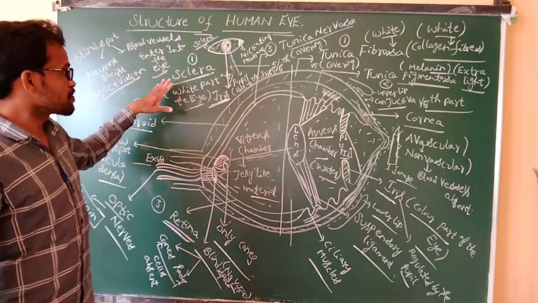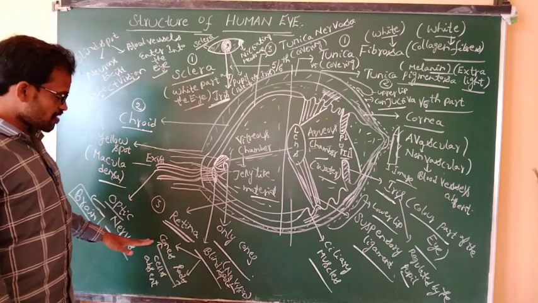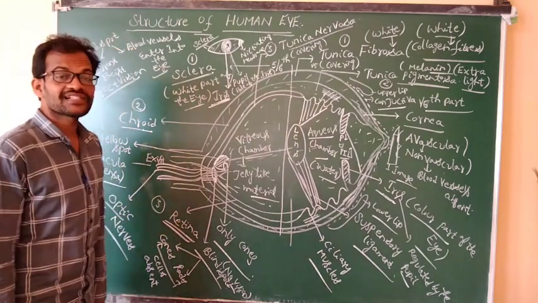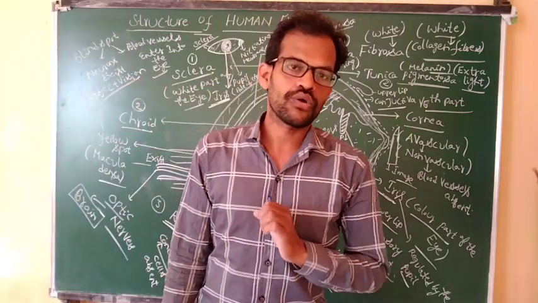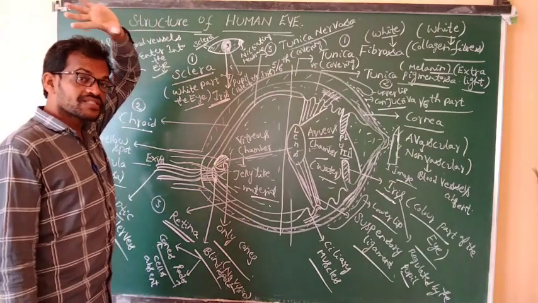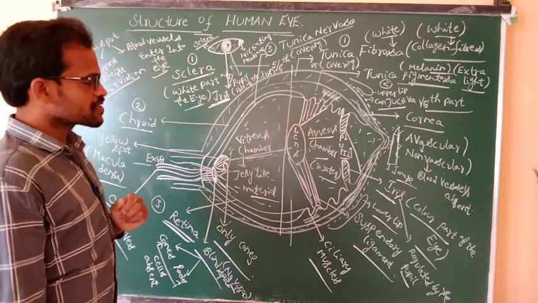What is the first part? Sclera. Second part, choroid. Third part, retina. The retina consists of rod cells as well as cone cells. The rod cells are helpful for observing images at night time. Cone cells are helpful for the daytime.